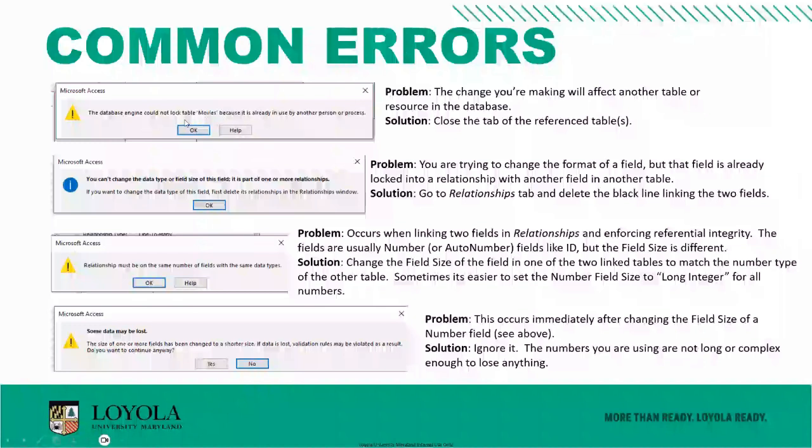You can't make a change in one table if you have a tab open for another table at the same time, so you need to clear out your tabs. That's usually this error here. But this is the one: "Relationship must be on the same number of fields with the same data types." This is the one that drives people nuts, and I'll show you what that looks like and how to solve it.